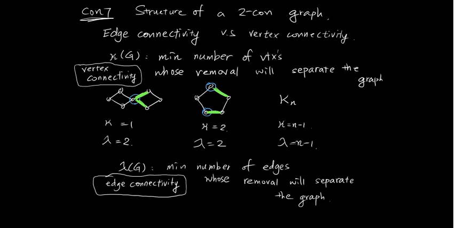Okay, I will use the space at the very bottom to recall this parameter. It's called the delta of G. It's the minimum degree. It's just the minimum degree.